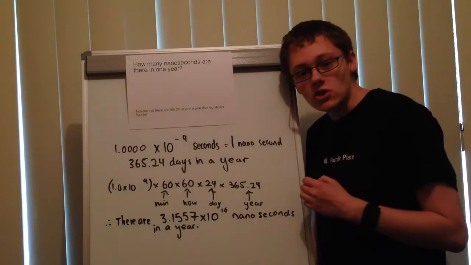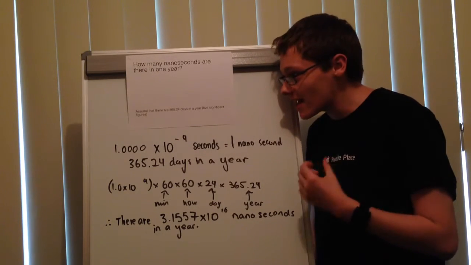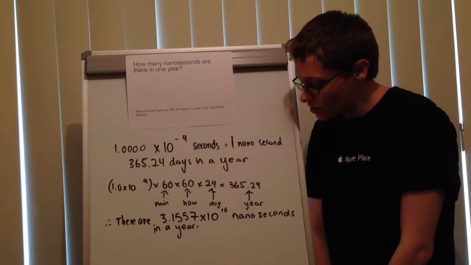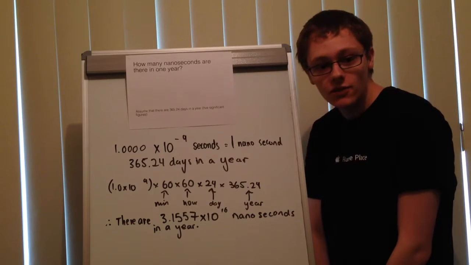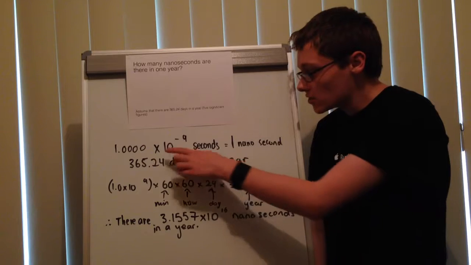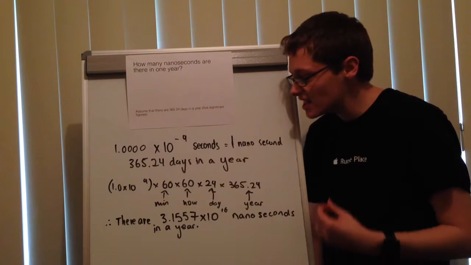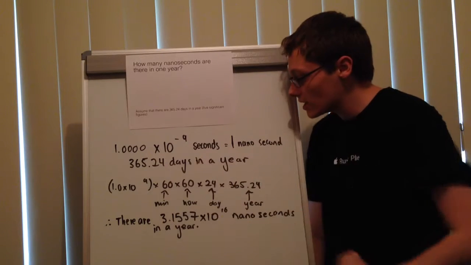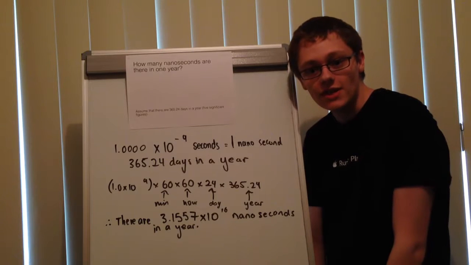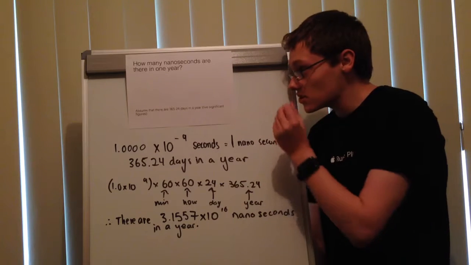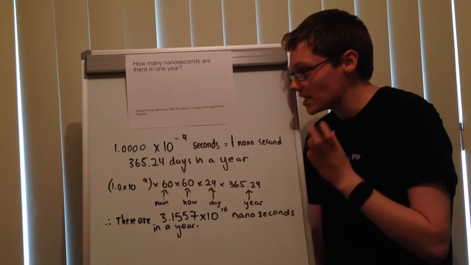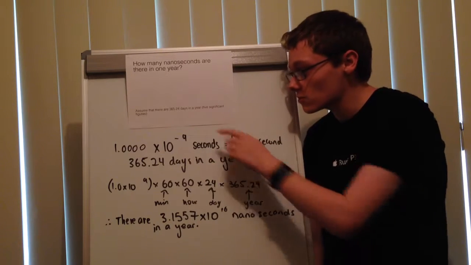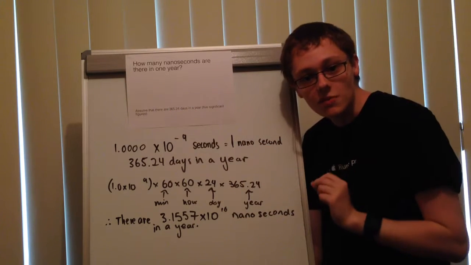So for the last question, we're asked how many nanoseconds there are in 1 year. And we're told to assume that there are 365.24 days in a year, to 5 significant figures. So we know that 1.0 times 10 to the negative 9 seconds is a nanosecond. And we're given how many days there are in a year in the question to 5 SF. And because we're told just nanoseconds, and we don't necessarily need to assume a certain precision with that measurement, we can go to 5 SF, because we would presume that that would be the least precise measurement.